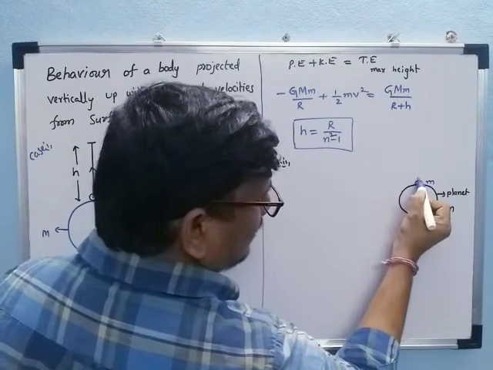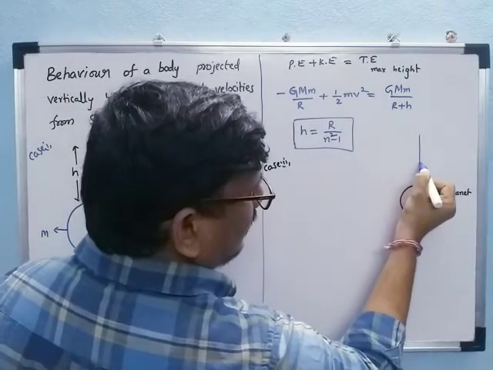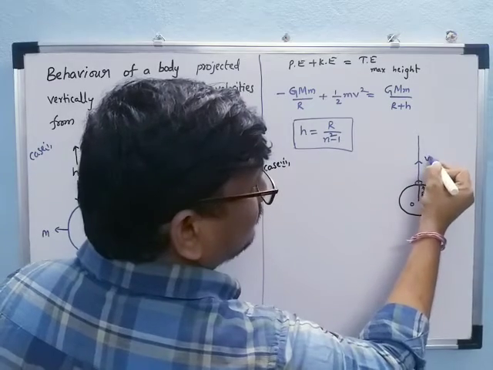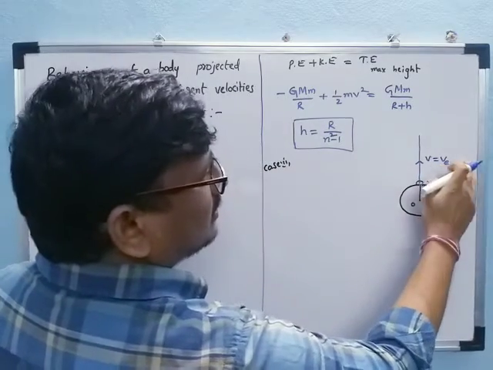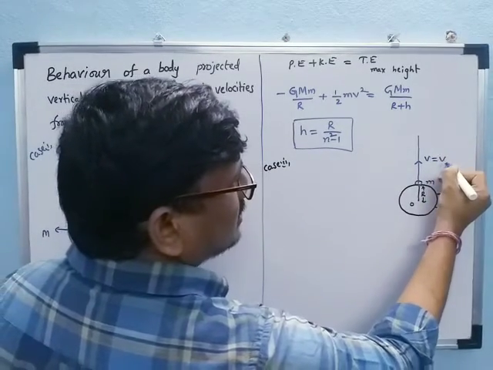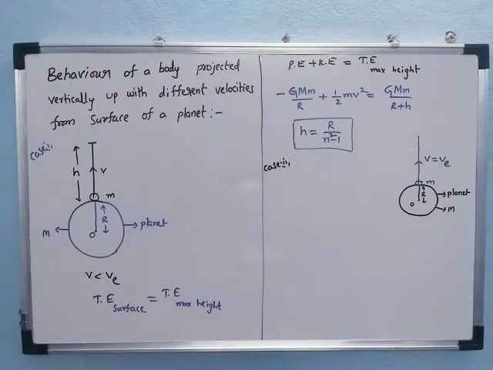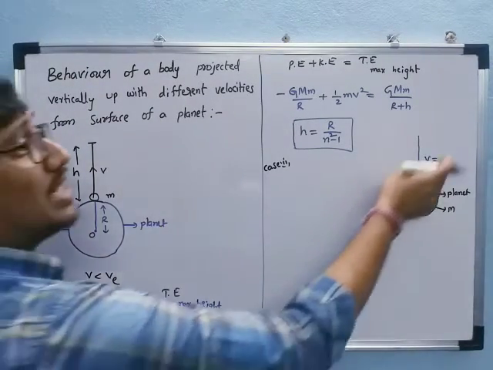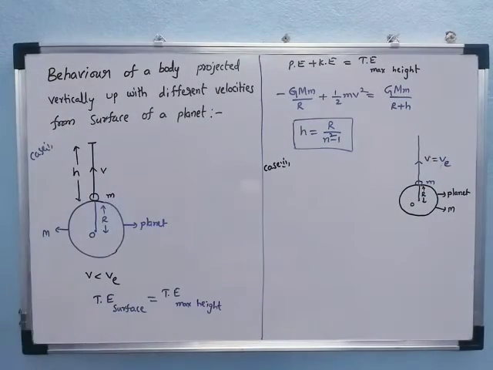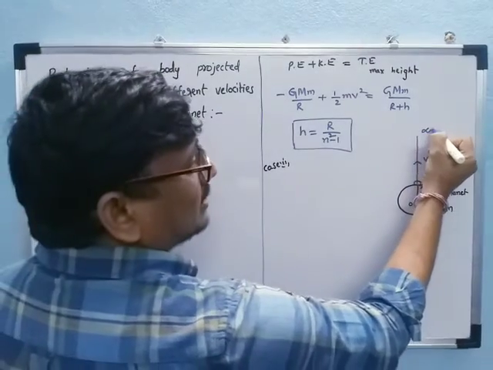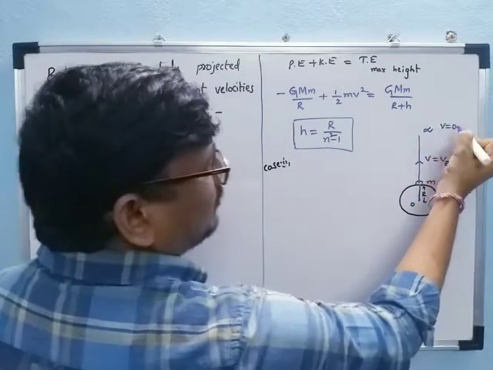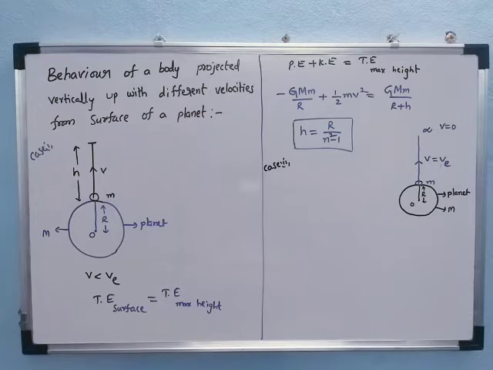Now it is projected vertically upwards, moving with velocity v equal to ve, the escape velocity. At that time it enters into space, into infinity. At that time its final velocity becomes equal to 0.